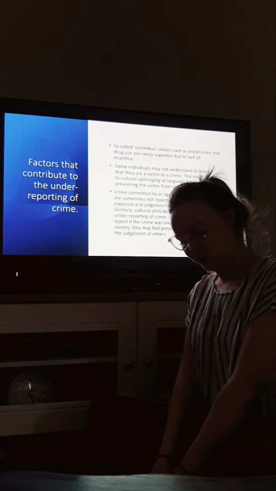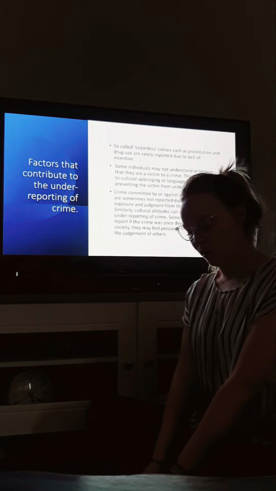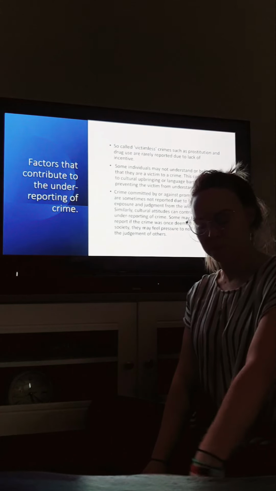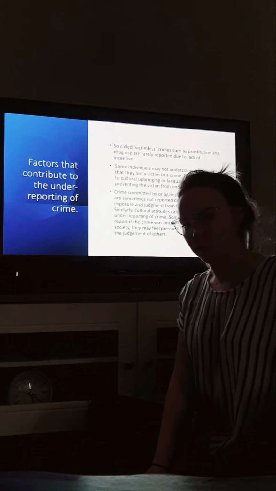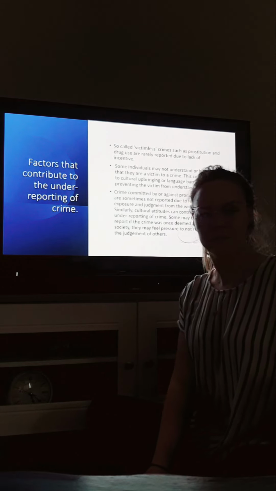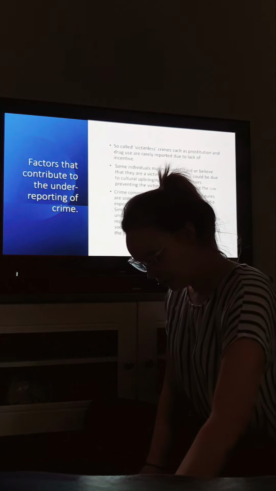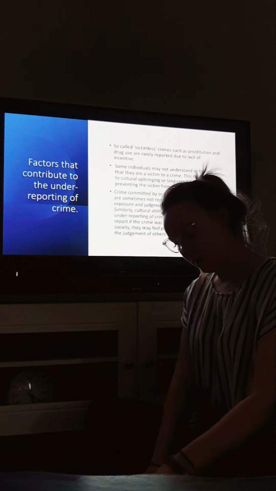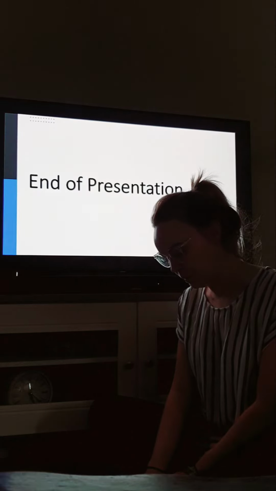Similarly, cultural attitudes can contribute to the underreporting of crime. Some may be reluctant to report if the crime was once deemed acceptable in society, such as driving without a seatbelt. Some might feel like that's not worth their time. They may also feel pressure to not report, fearing the judgment of others.